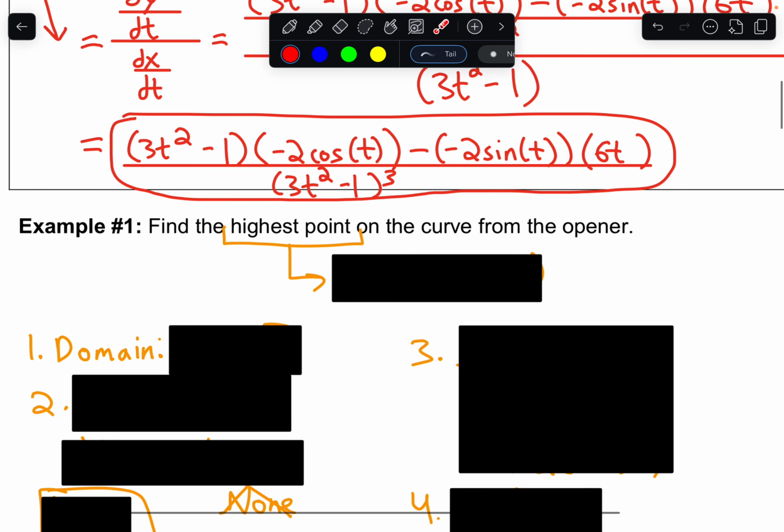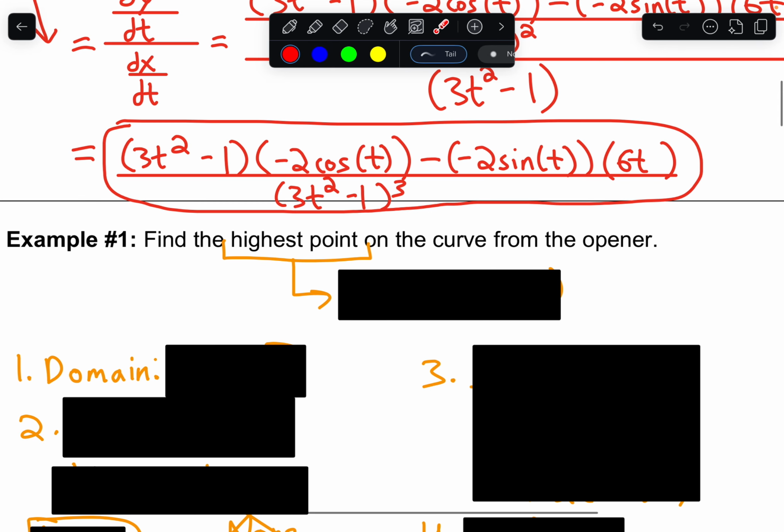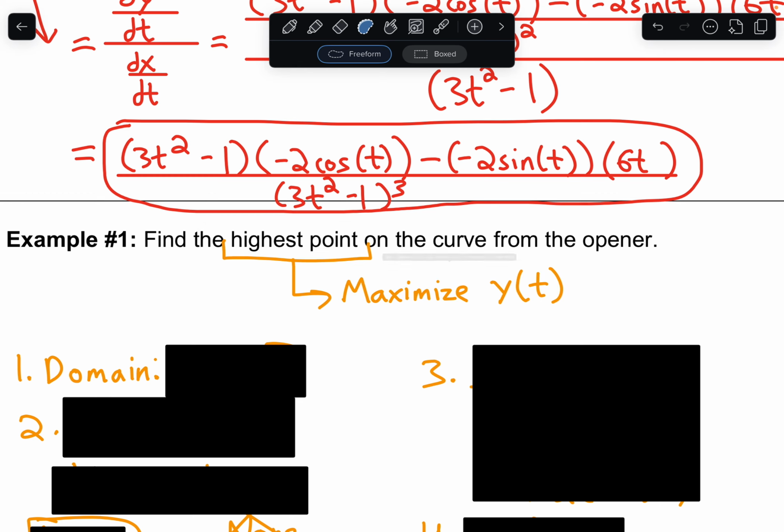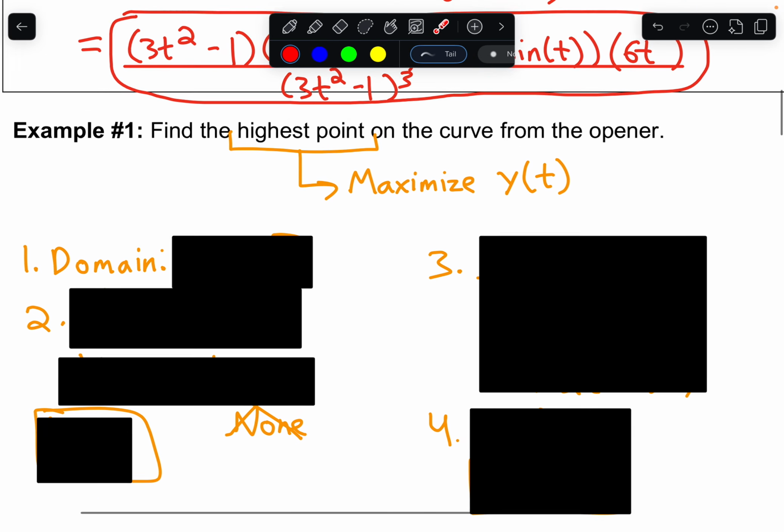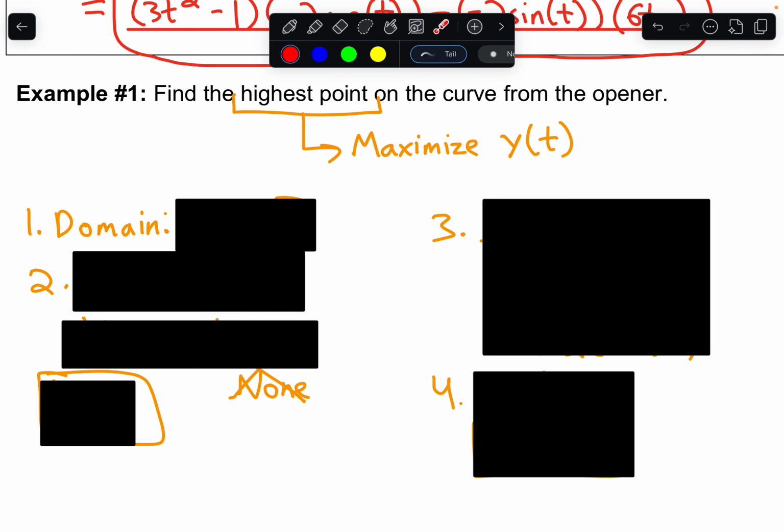Example 1, find the highest point on the curve from the opener. And so the main thing to understand here is that when it says to find the highest point, you are trying to maximize specifically the y of t parameter. And so now, the x of t equation, you're basically going to ignore that. And so now this goes back to a Calc A question. How do we find a max or a min? And so 4 steps in this process.